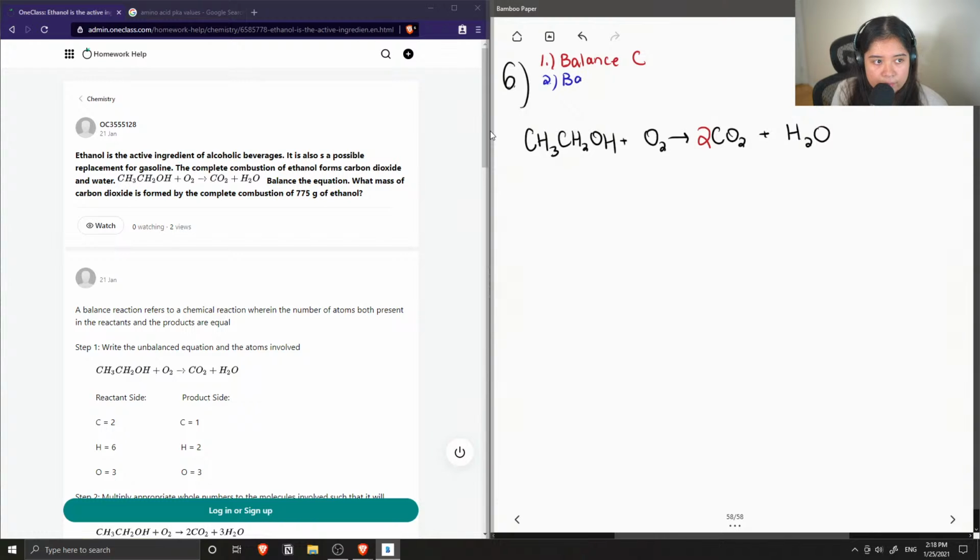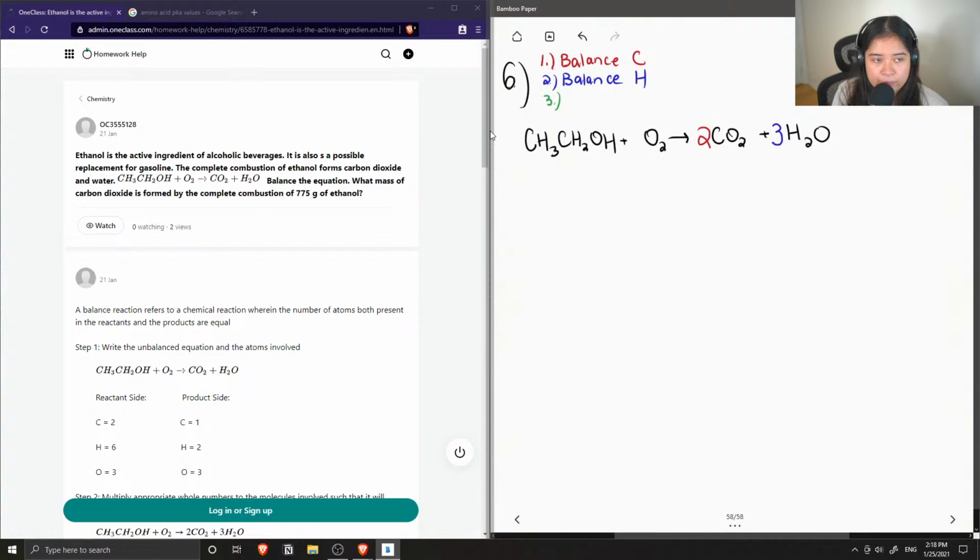Now I like to balance my hydrogens next, because if I balanced my oxygens first, you'll see that oxygen is both in CO2 and in water. So we only want to do it once instead of having to redo all our coefficients. That's why I balance hydrogens next. So we have 6 hydrogens on our reactant side and only 2 on our product side. So we just need to put a coefficient of 3 in front of H2O.